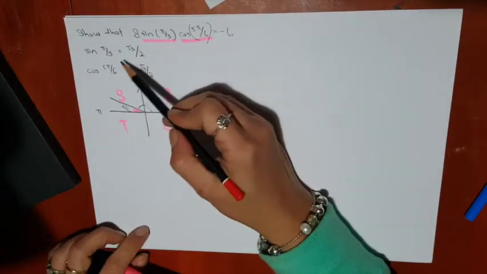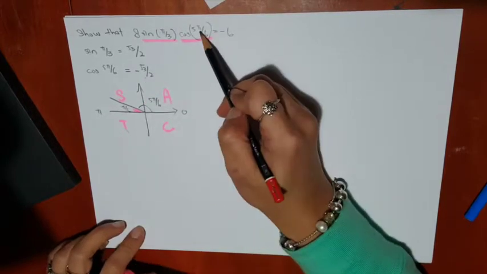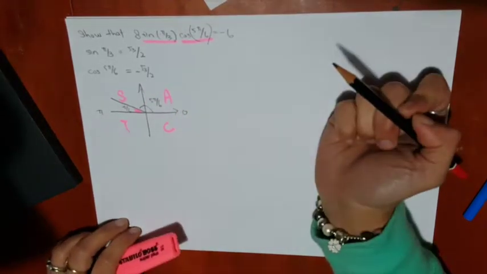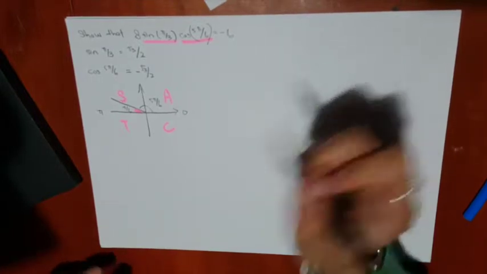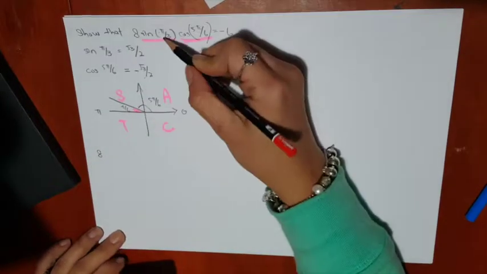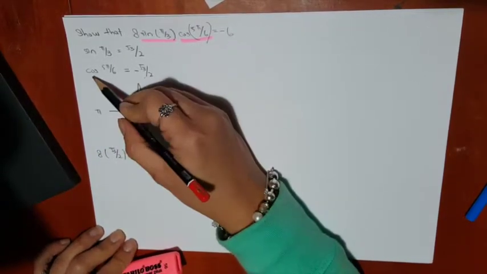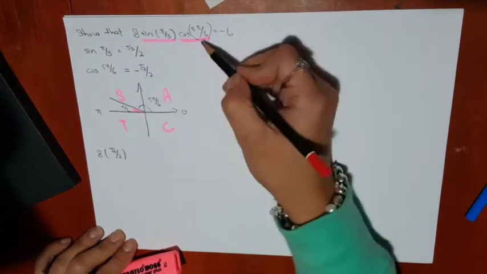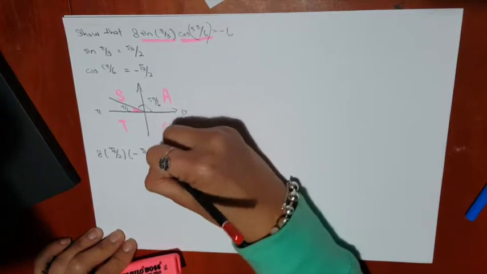So now let's put this value back into here and this value back into here and see whether we can get negative 6. If we can get that, that's done. So instead of sine pi over 3, we have square root 3 over 2. And instead of cos 5 pi over 6, we put negative square root 3 over 2.